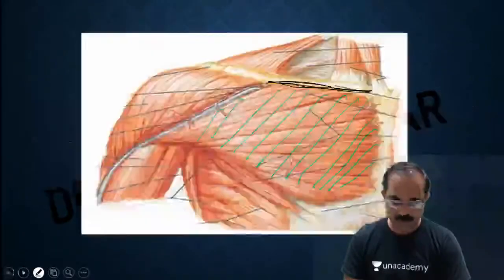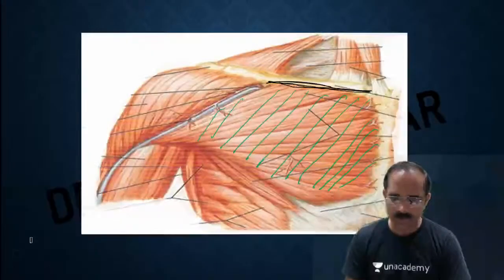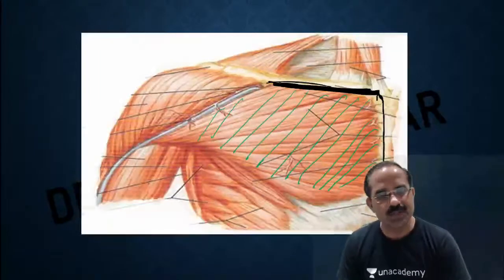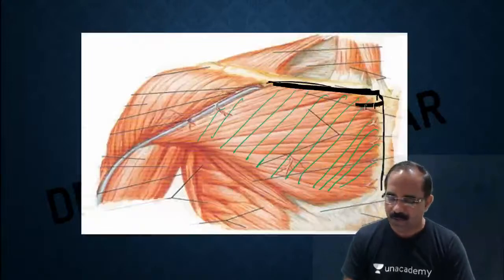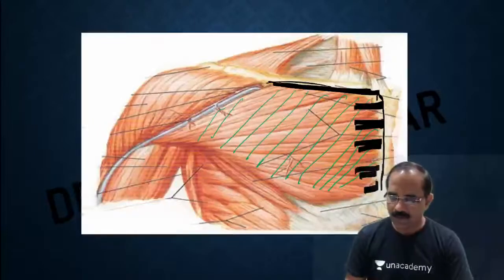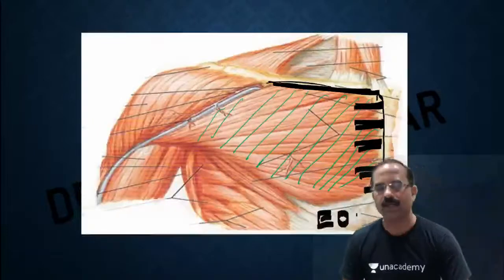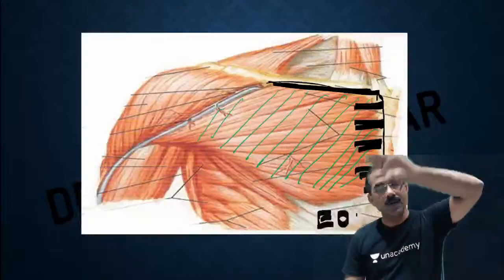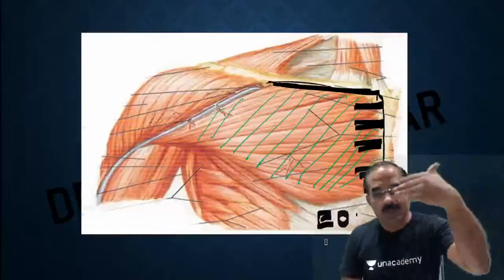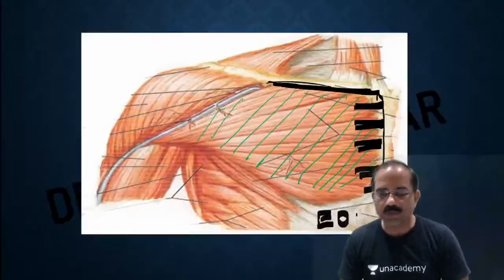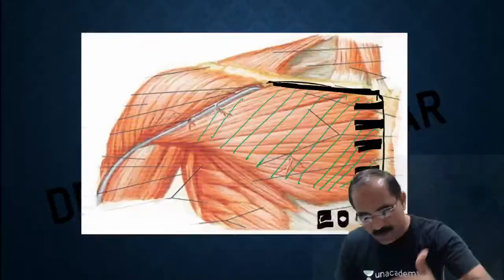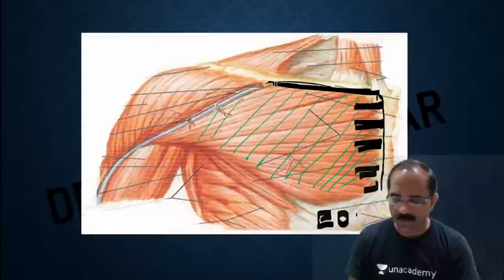It begins from the medial two-thirds of the clavicle, the manubrium and the body of the sternum, the second to sixth costal cartilages, and there's a muscle here. What is that? External oblique. It begins from the external oblique aponeurosis. So what is the origin of pectoralis major? The medial two-thirds of the clavicle, the manubrium and the body of the sternum, the second to sixth costal cartilages, and the external oblique aponeurosis.